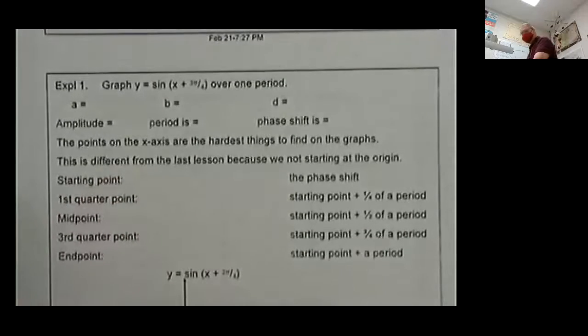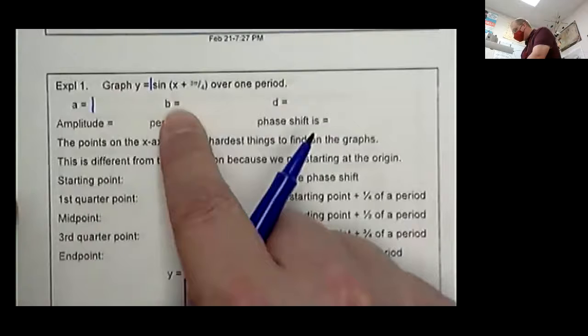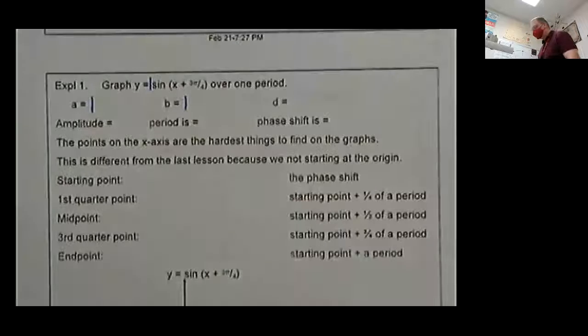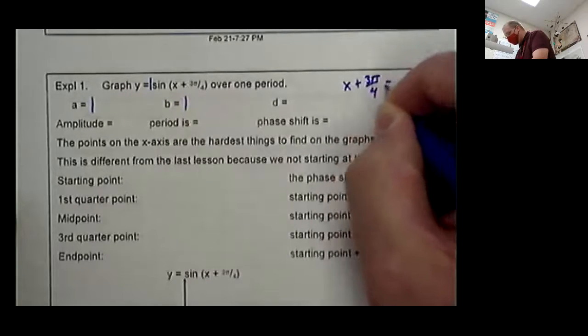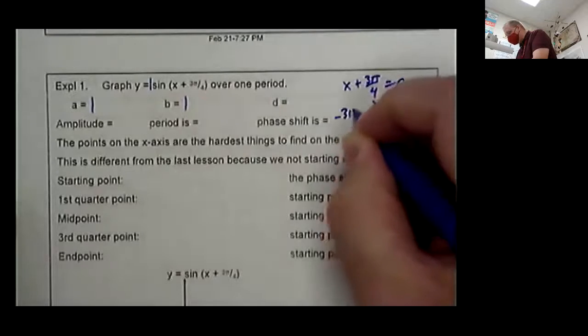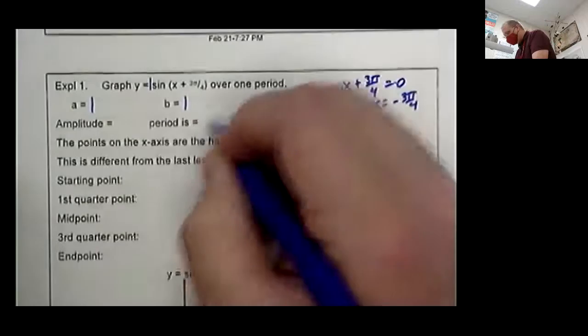Graph y equals sine of x plus 3 pi fourths over 1 period. Again, the first thing we want to do is establish all of our parameters. A is still 1, because that's 1 times sine. B is the number in front of x, or the number outside the parentheses, which is 1. D is our phase shift, and it comes from setting the parentheses x plus 3 pi fourths equal to 0. So x is negative 3 pi fourths. That's our phase shift. D is actually the opposite of that value, so d is negative 3 pi fourths. Our period then is 2 pi.